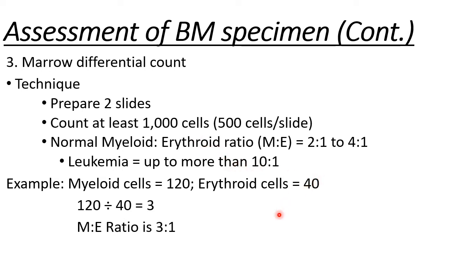Okay? Example, mag-compute tayo. So, ang nabilang mo sa slides mo ay 120 myeloid cells and 40 erythroid cells. So, paano ka magko-compute ng ratio? You divide 120 by 40. So, makukuha mo is 3. And ilalagay mo yung answer mo dun sa mas malaki ang number. For this example, mas malaki ang number ng myeloid. So, dito mo ilalagay yung answer mo. So, 3:1.